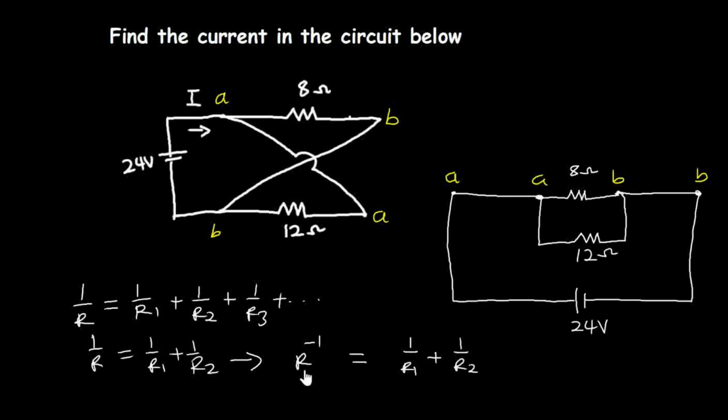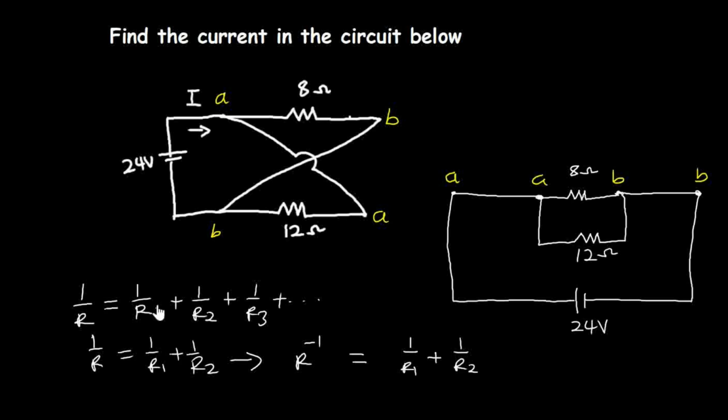But we know this R here is the effective resistance, and that's the value you want. You want to make this R the subject, so you will have to get rid of this power, which is the negative one here. When you get rid of this negative one, you can then get the formula to calculate the effective resistance.